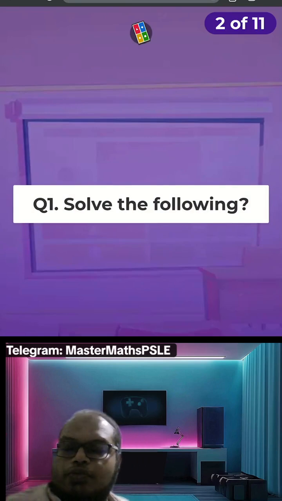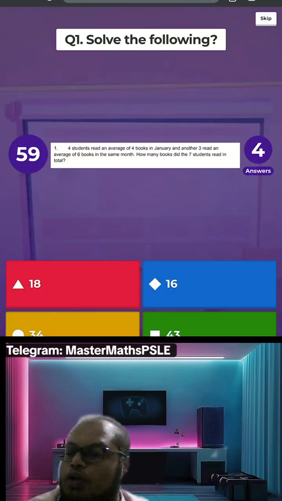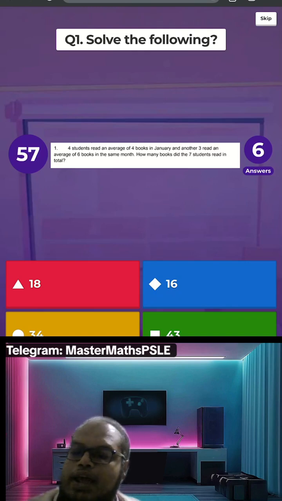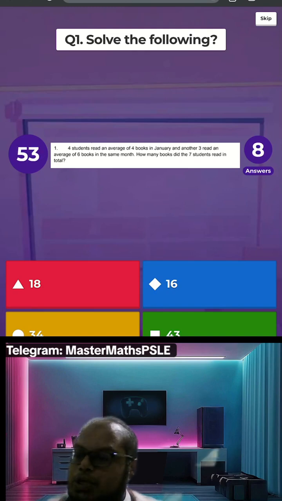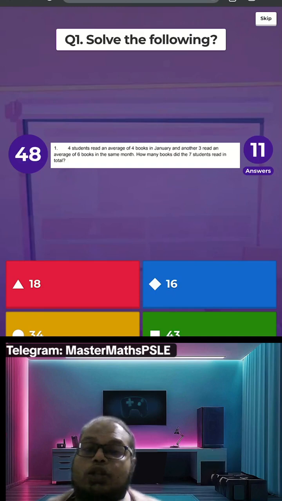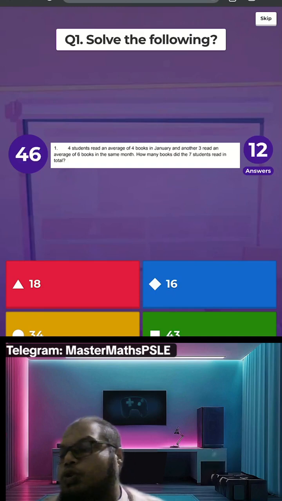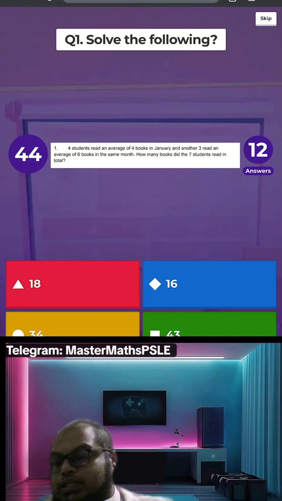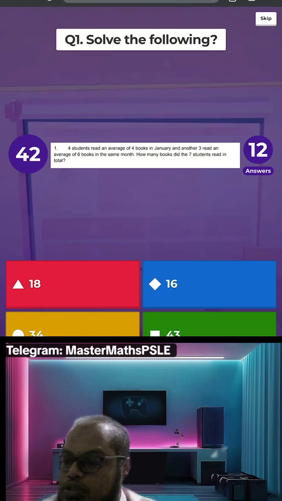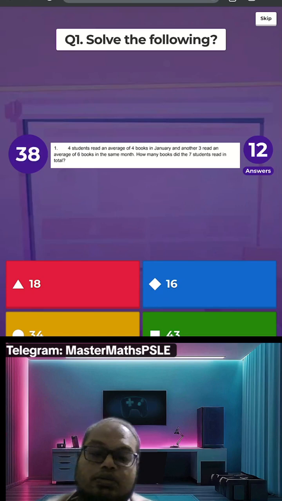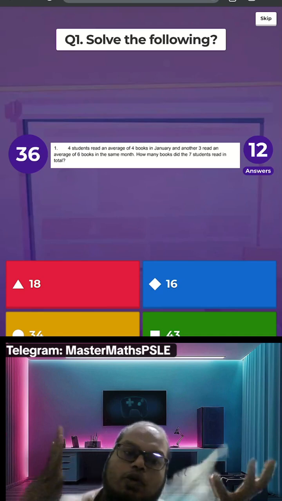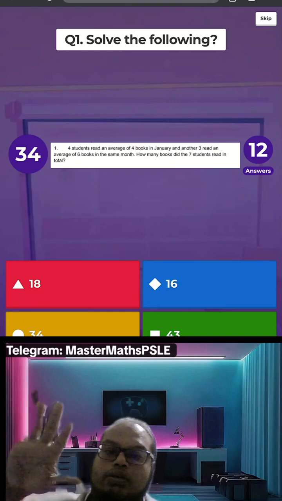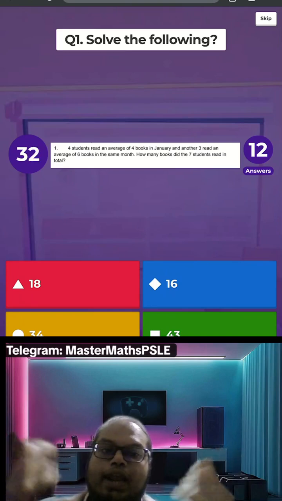Solve the following. 4 students read an average of 4 books in January, and another 3 read an average of 6 books in the same month. So you have 2 different averages for 2 different numbers of students. How many books did the 7 students read in total? So there are 2 sets of items. Find one total and the other total and add them up together.